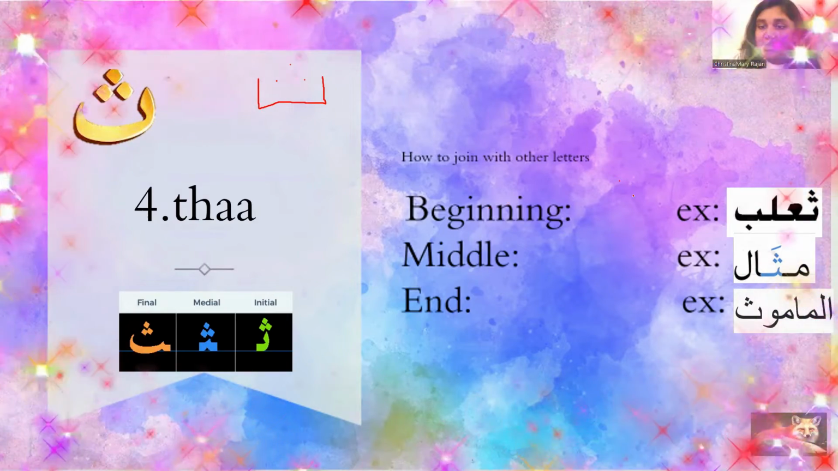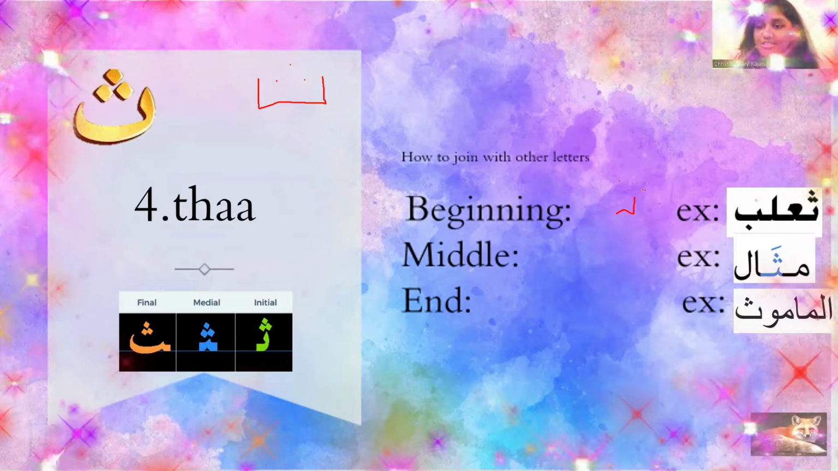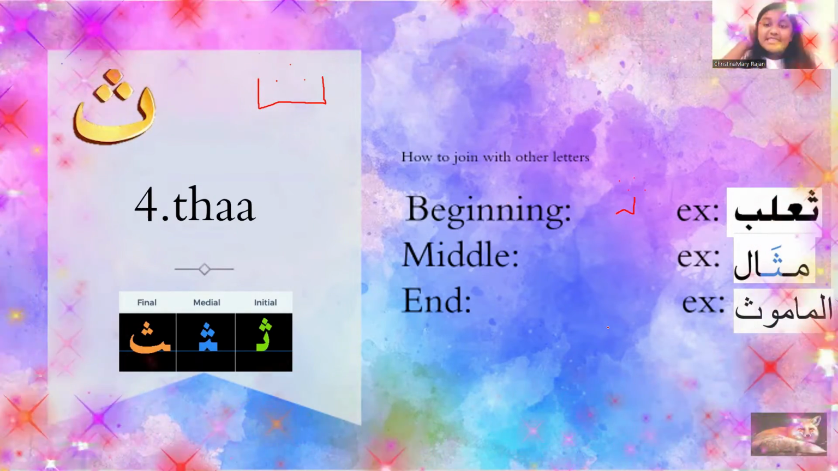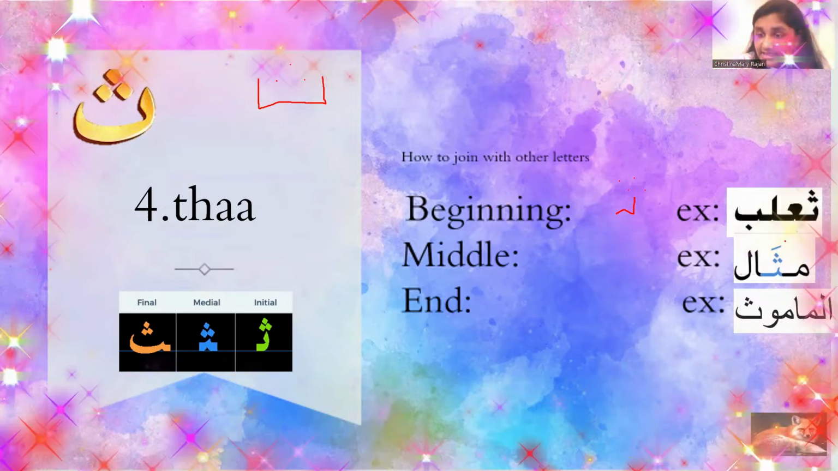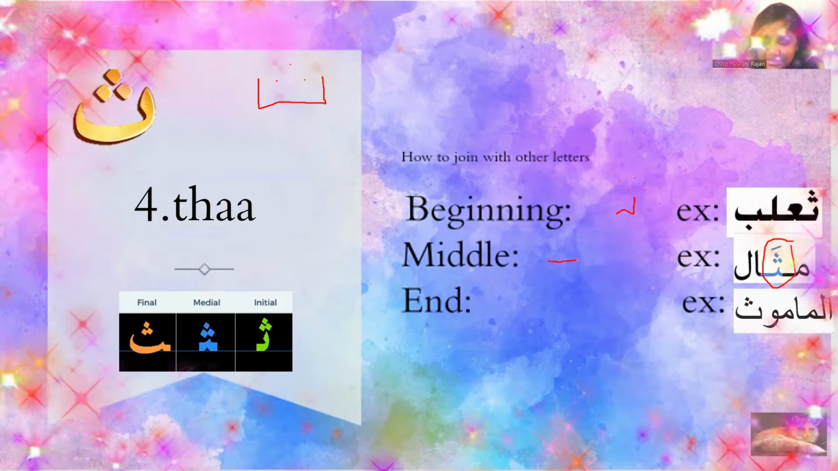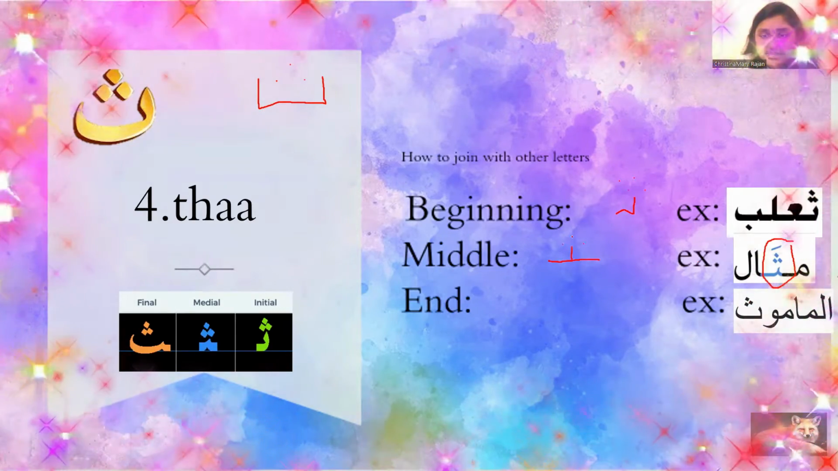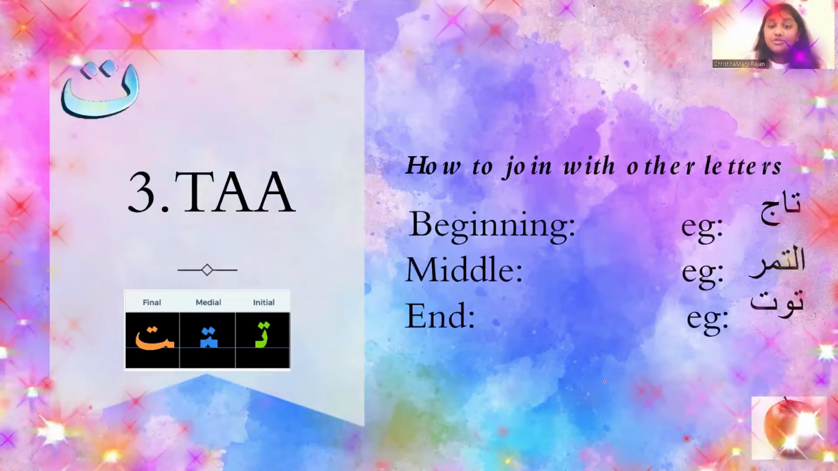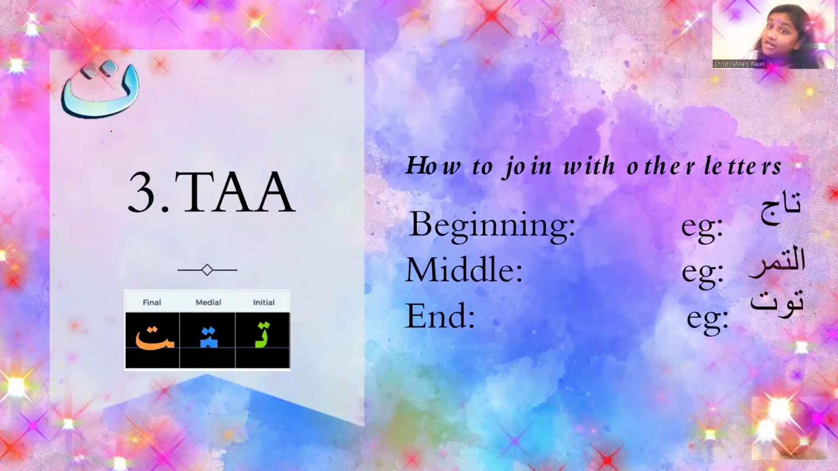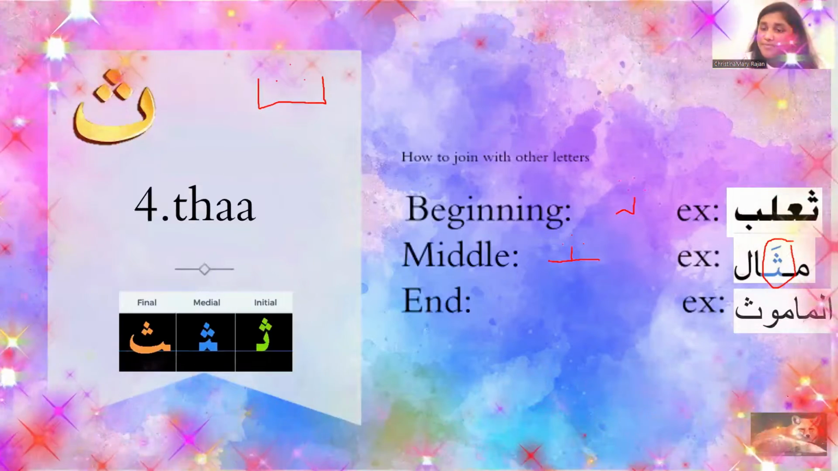In the beginning, you do the same way you did for ta and ba. 1, 2, 3 dots on the top. Ignore this. Next, in the middle, we can see that the ta is being written in the middle. So it extends to 2 sides. Then a dash in the middle, and then 3 dots on top. But don't get confused. In ba, the dot is down. In ta, the 2 dots are on the top.